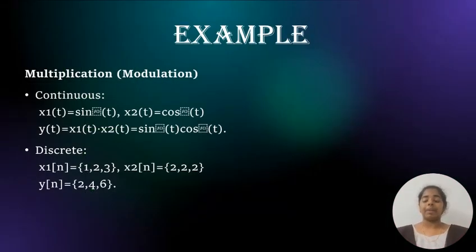Let's have a brief discussion about this using an example. Multiplication, continuous: x1 of t equals sin t, x2 of t equals cos t. Now y of t equals x1 of t into x2 of t, sin t into cos t. For discrete, x1 of n equals 1, 2, 3, x2 of n equals 2, 2, 2. 1 into 2 gives 2, 2 into 2 gives 4, 3 into 2 gives 6. y of n equals 2, 4, 6.